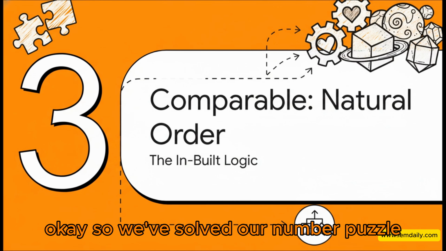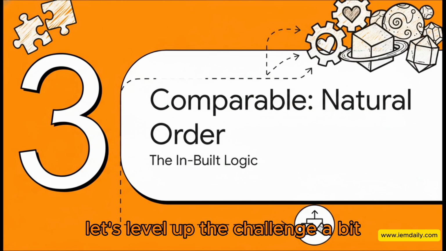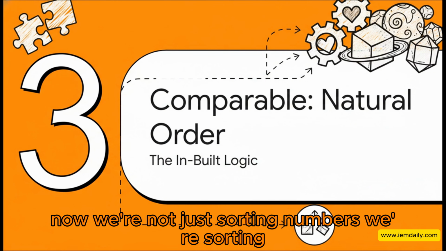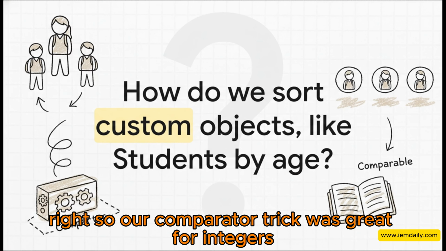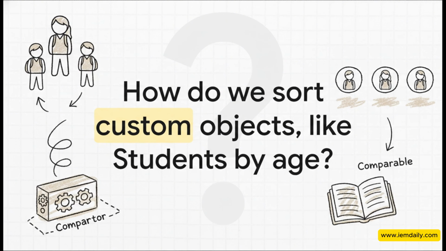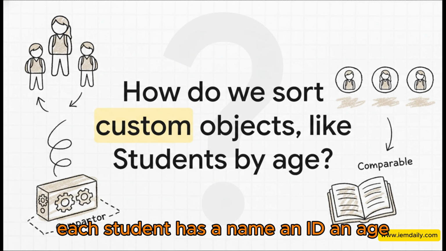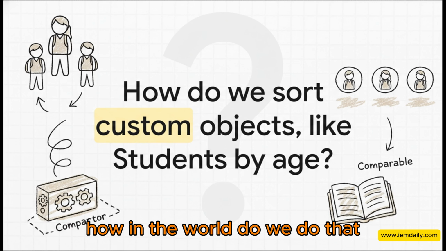Okay, so we've solved our number puzzle. But what happens when things get more complex? Let's level up the challenge a bit. Now, we're not just sorting numbers, we're sorting custom objects that we've created ourselves. Right, so our Comparator trick was great for integers, but what if we have, say, a list of Student objects? Each student has a name, an ID, an age, and we want to sort the whole list by age. How in the world do we do that?